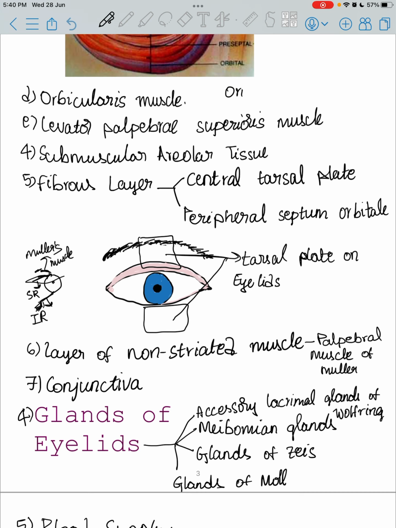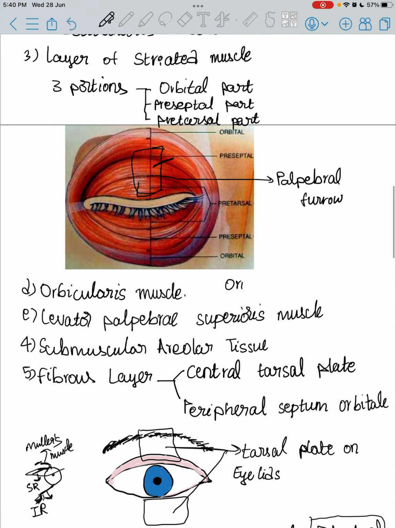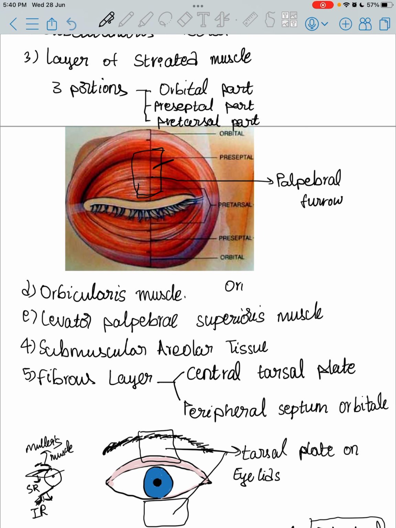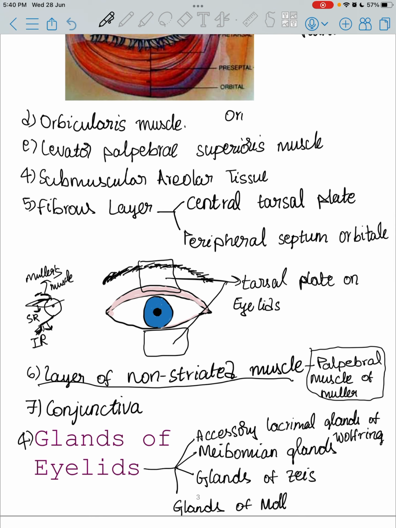The next layer is the layer of non-striated fibers. It consists of the palpebral muscle of Muller. So the layer of non-striated muscle has one muscle, the palpebral muscle of Muller, and the layer of striated muscle has two muscles, the orbicularis muscle and the levator palpebrae superioris muscle. Let's discuss the layer of non-striated muscle.